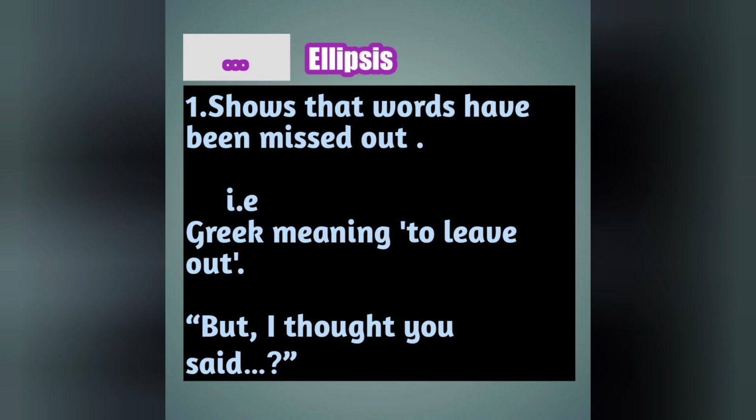Ellipses show that words have been left out. The word comes from Greek, meaning to leave out. So the meaning of ellipses is to leave out. For example: But I thought you said... dot dot dot. We are not completing the sentence and are only hinting at something. In this kind of case we use ellipses, the triple dot.